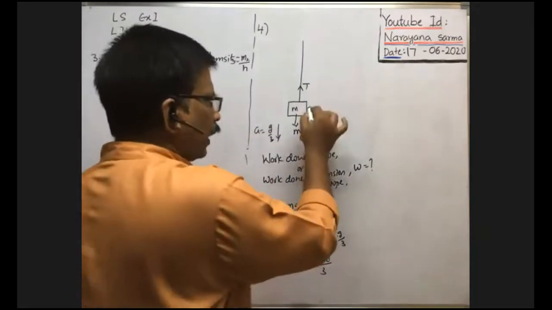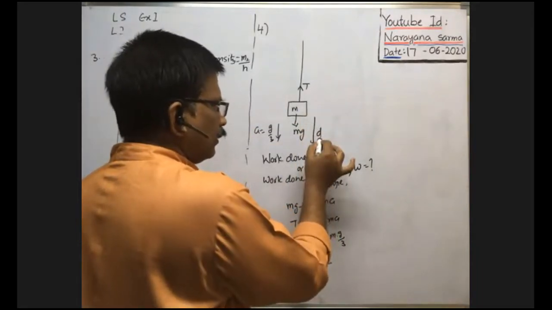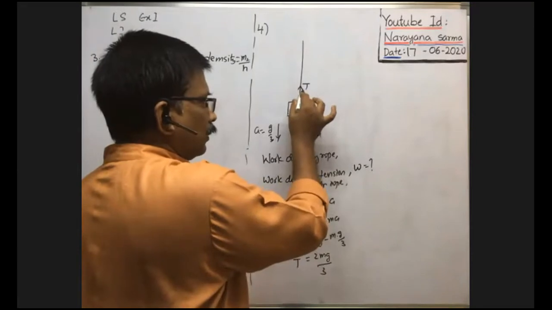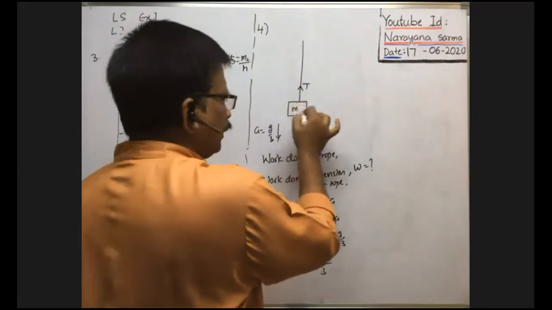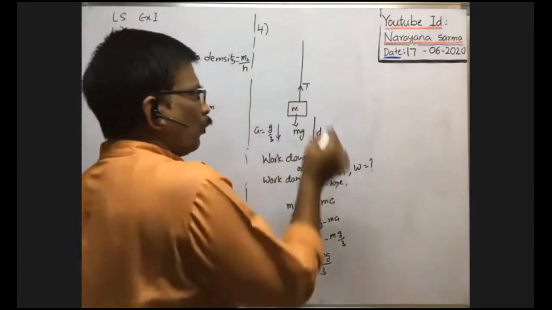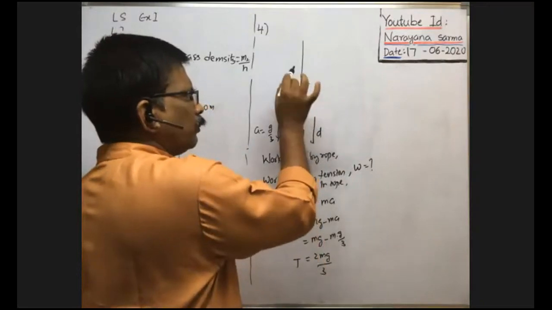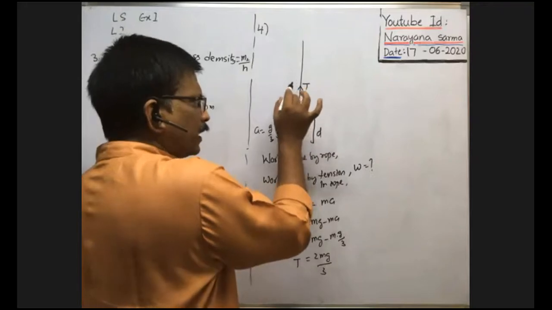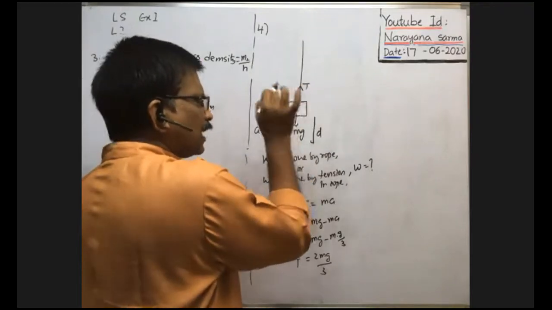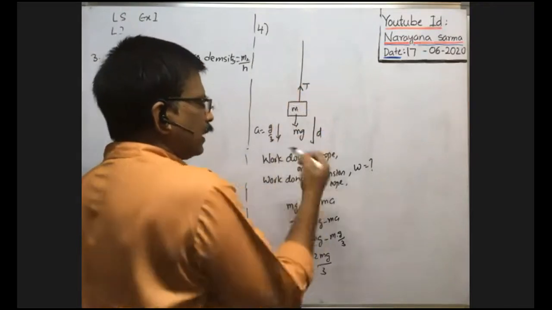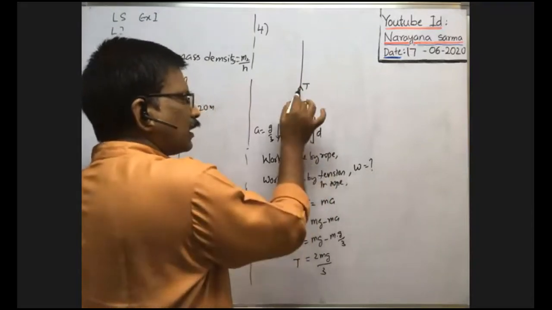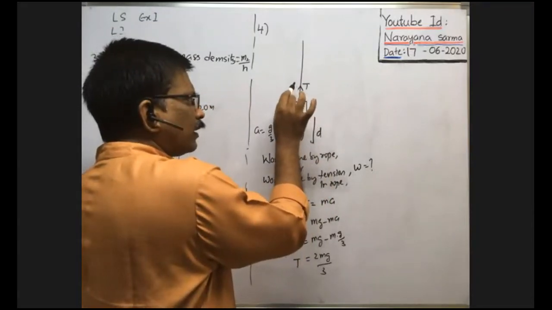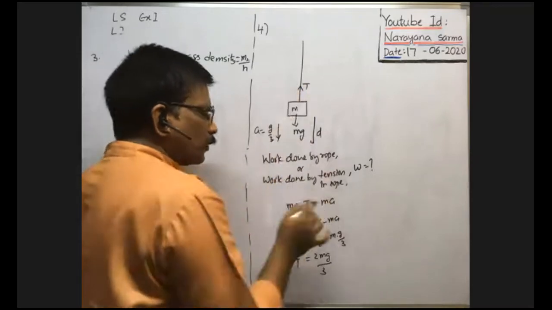Here, whenever the block is coming down through a distance d, the tension opposes the displacement of the block downwards. Now, what is the work done by the rope? The rope applies the force on the block in the upward direction and does some work. What is that work done? They asked, indirectly, what is the work done by the rope, or what is the work done by the tension in the rope? That is the question they asked.